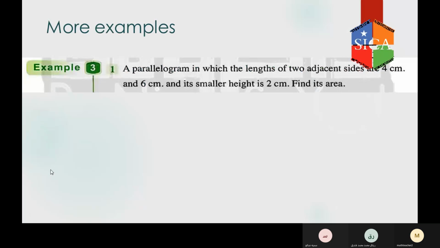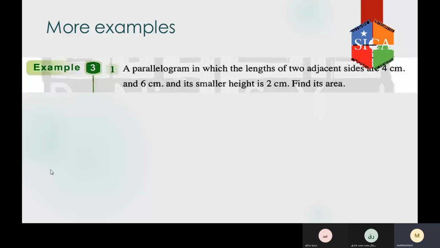More examples. A parallelogram in which the lengths of two adjacent sides are 4 centimeters and 6 centimeters. Here, two adjacent sides, we said before, the adjacent sides means two adjacent bases. What do adjacent bases or adjacent sides mean? It means two sides next to each other, two bases of mine, because the parallelogram has 4 sides, each two opposite sides are equal in length. Then the two adjacent sides means two bases.